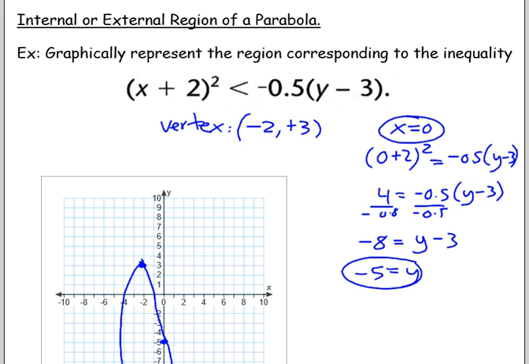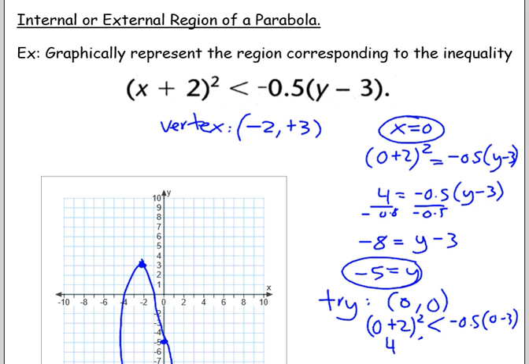Now we have to figure out if we're going to shade inside or outside. So we're going to do the same as we did before. Let's try with (0, 0) to see what happens when we plug in (0, 0). So we're going to have this. Is this smaller than this? On the left side we have 4. On the right side we have 1.5. Is 4 smaller than 1.5? No. So that means (0, 0) is not in the shaded area.